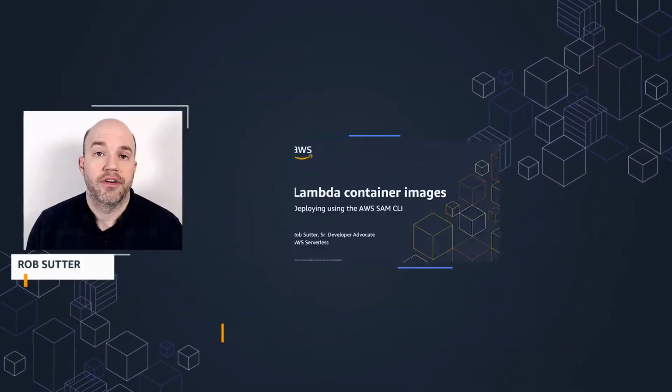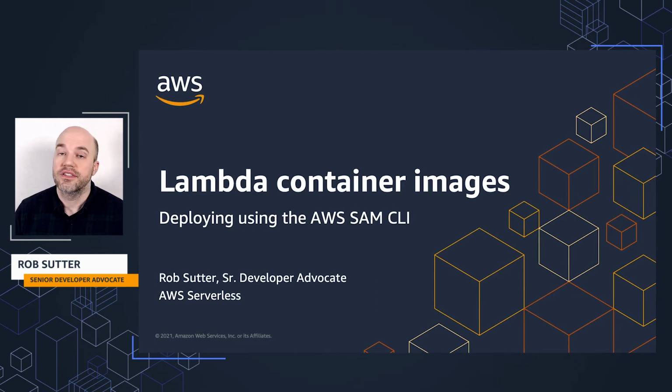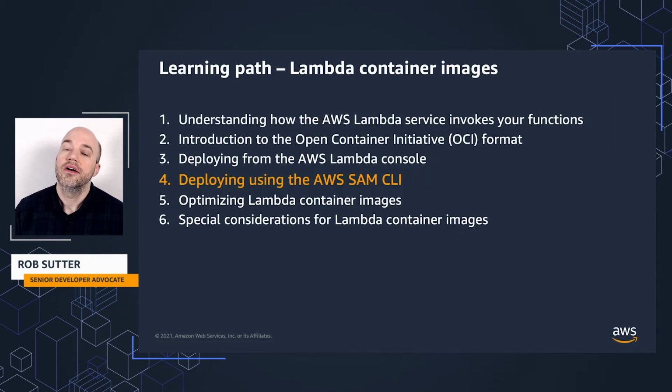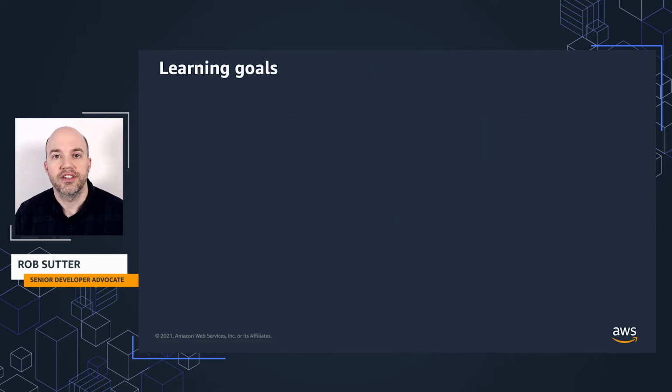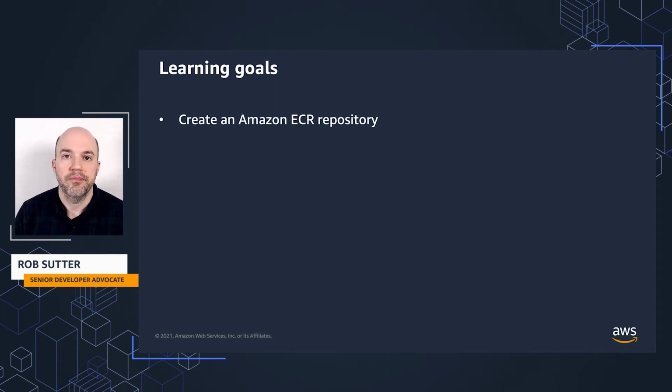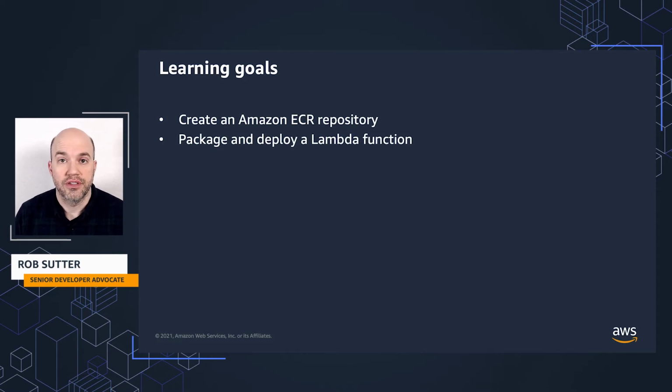Welcome back to the learning path, packaging your AWS Lambda functions as container images. This is the fourth session in your learning path, deploying your functions using the AWS SAM CLI. In this session, you'll learn how to create an ECR repository using the command line. You'll learn how to build, package, and deploy your Lambda function using AWS SAM CLI. And you'll learn how to make changes to that function and update your Lambda function, again, using the AWS SAM CLI. Let's get started.